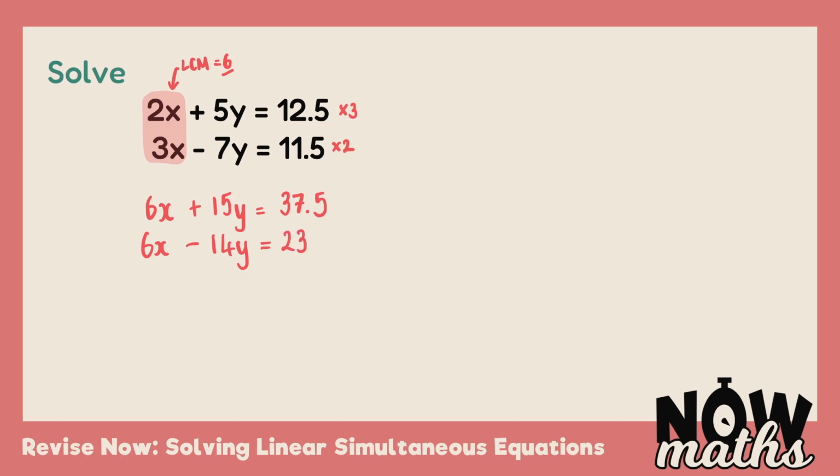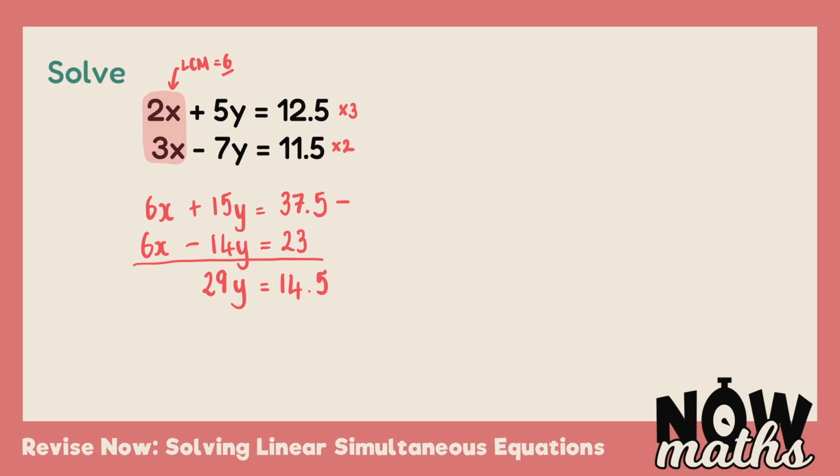Now we have two equations with a 6x in each, and because they are both positive, we subtract the second equation from the first. So starting off with 6x, subtract 6x is 0, so we don't write that down. Then 15y, subtract negative 14y. If we subtract a negative number, we add that number on. So 15y add 14y is 29y. And finally, 37.5 subtract 23 is 14.5.